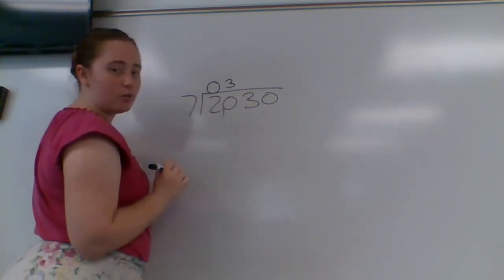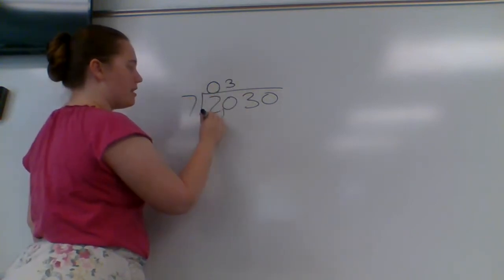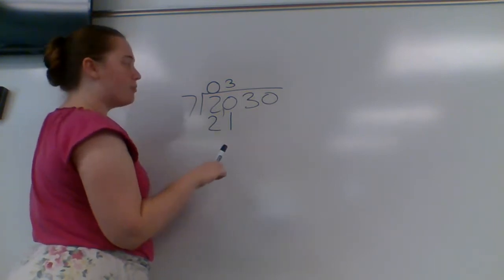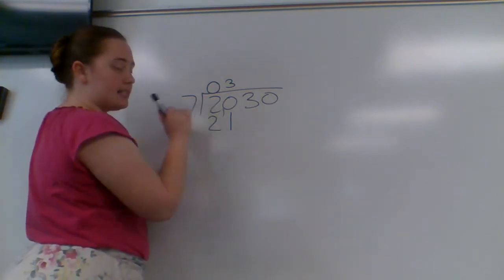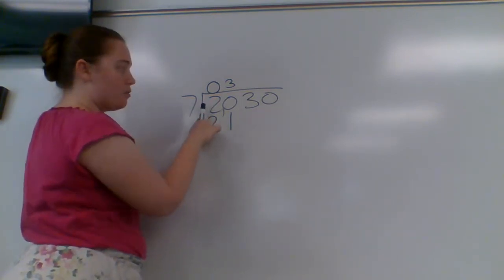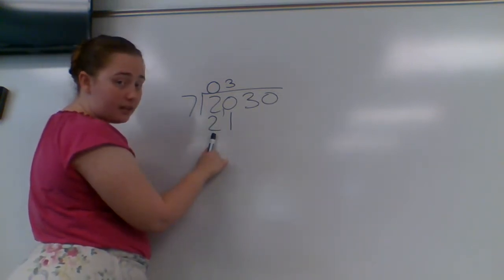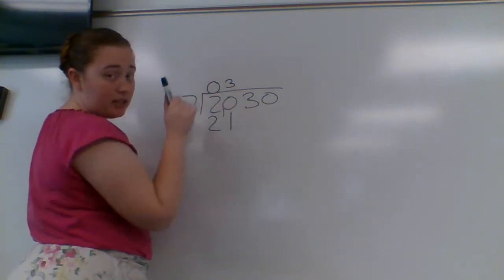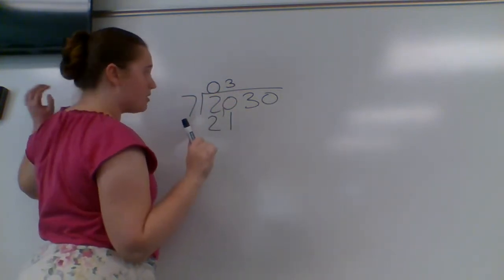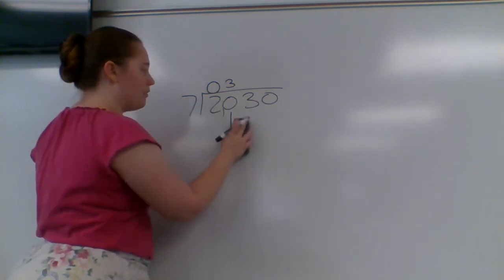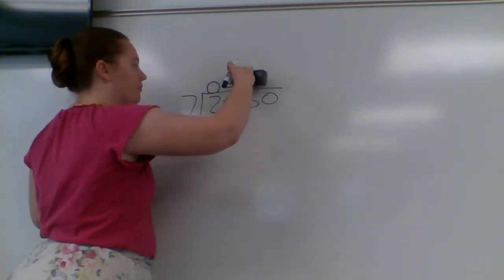So 7 will go into 20 3 times. 3 times 7 is 21. And we have a problem. This 20 is smaller than 21. I cannot do 20 minus 21. So 21 is too big, which means this 3 up here is also too big. So let's go ahead and erase this 21 and erase that 3 up there.